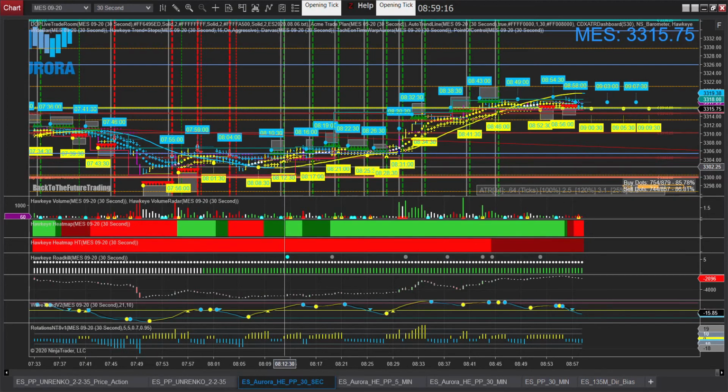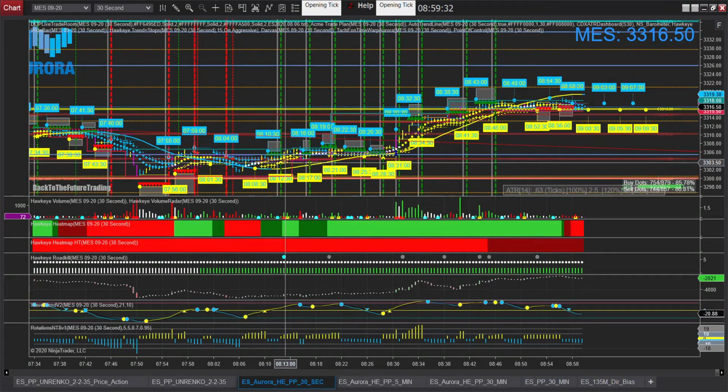At 8:12, we see a first. The yellow dot is the time warp long signal. The green arrow is giving you the direction, and the yellow dot gives you the timing signal. So at 8:12:30, we had a long signal that worked out. 8:17, another one. 8:21 is coming into this number. It's all longs.